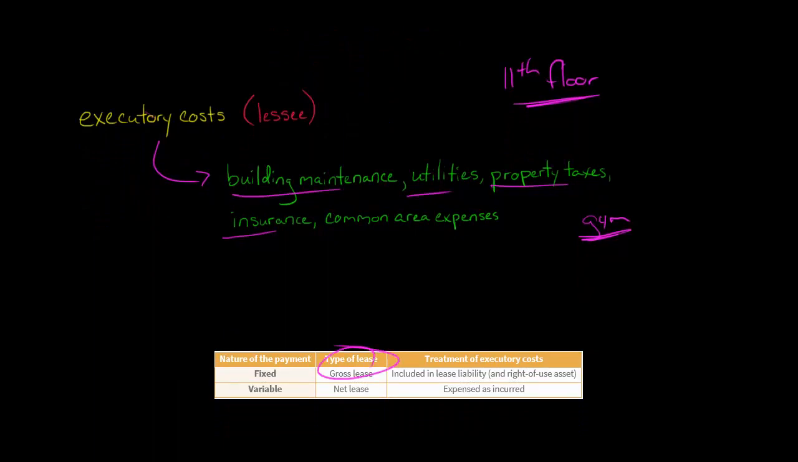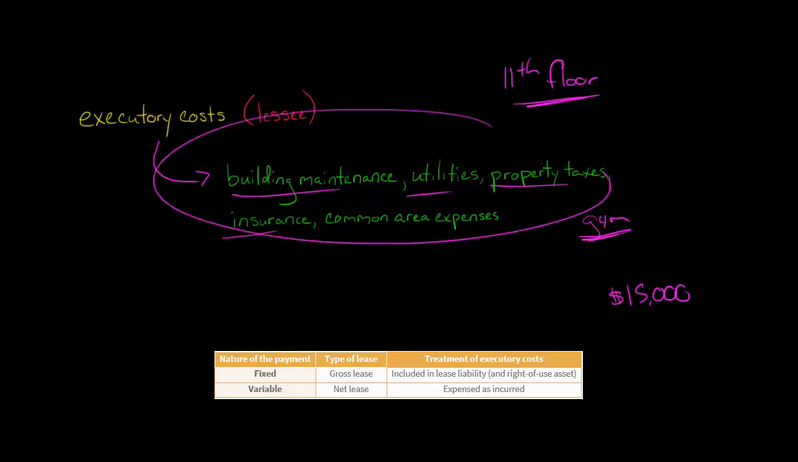When I say a gross lease, what I mean is the nature of the payment of these executory costs is fixed, in that it's just built into the periodic rental payment. So if you're paying $15,000 a month for rent for the 11th floor of this building, and built in there is $500 or something like that, part of that rent payment is for these executory costs, then we'd say the nature of the payment is fixed, it's built into the rental payment already. This is a gross lease, and you don't need to have a separate expensing of whatever the expenses happen to be for these executory costs for a month. Let's say they're $350 for the month.